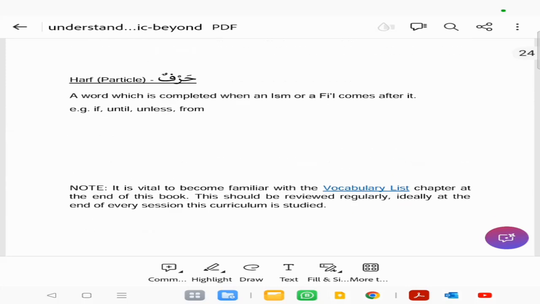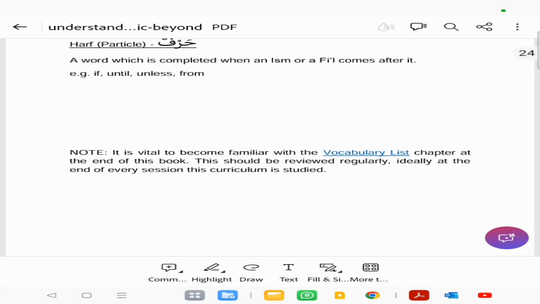And then you have the harf. And harf is a word which is completed when an ism or a fi'l comes after it. So for example, if, until, unless, and from. So meaning the harf or the particle by itself it's not complete, it doesn't make sense without an ism or a fi'l.